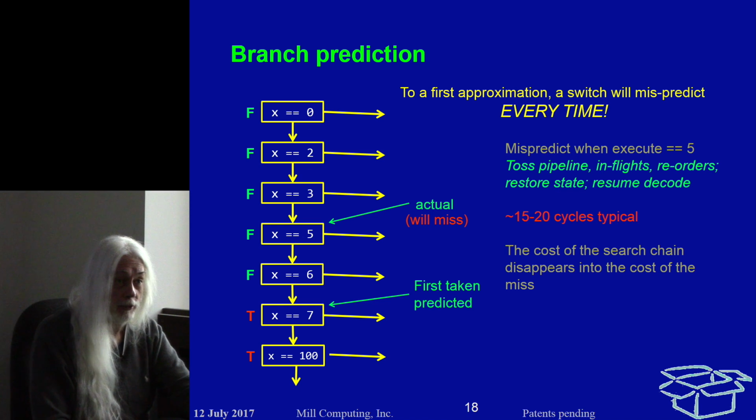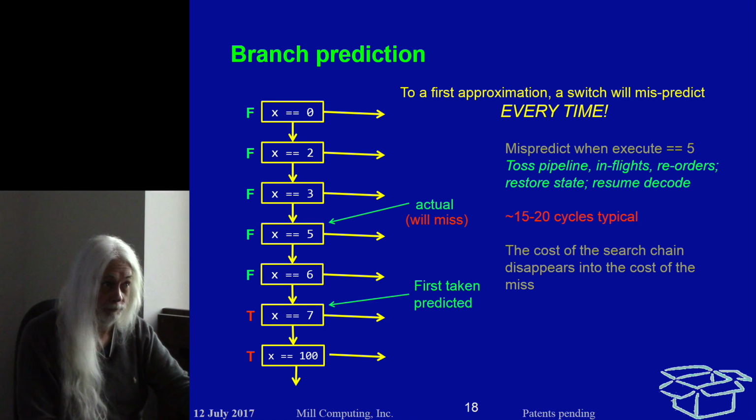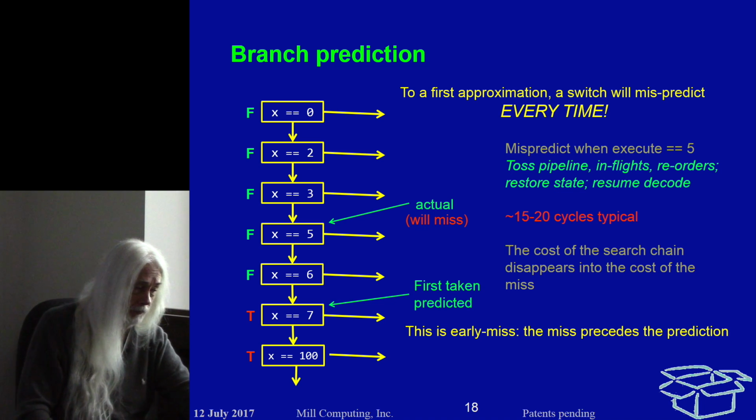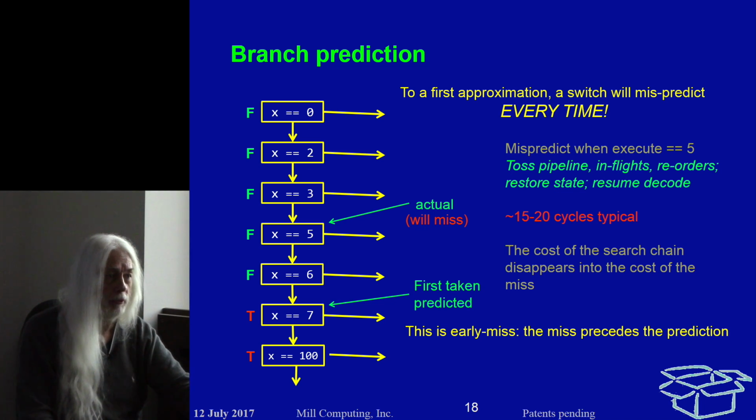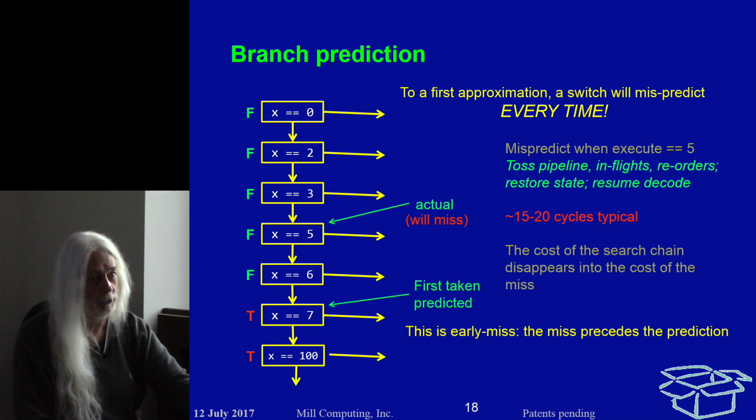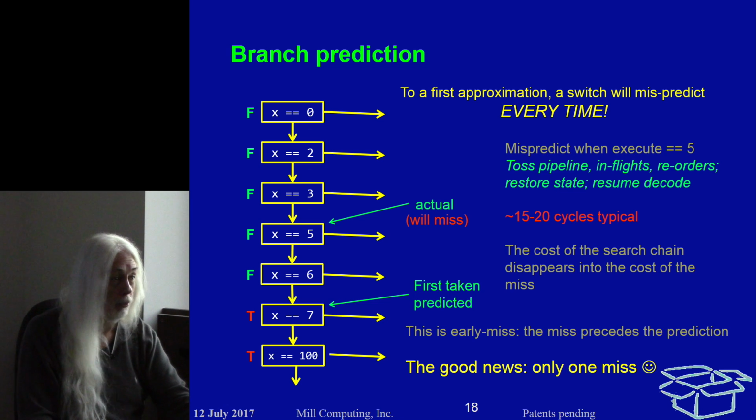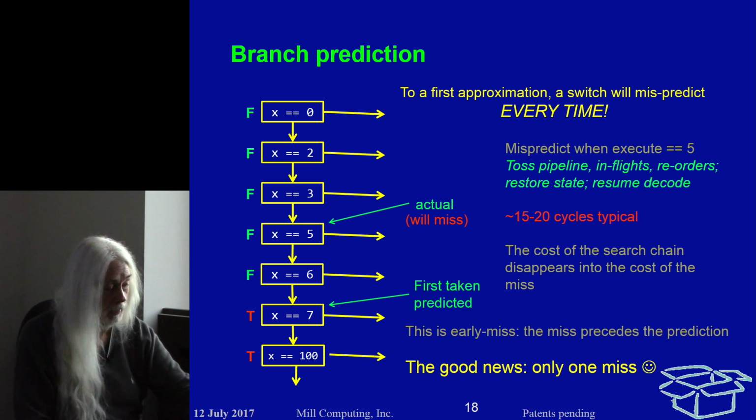To a first approximation, you are going to miss every time. Now, there are 2 kinds of misses. This is an early miss, where the miss precedes the prediction. We were expecting to keep on going, and we decided that when we finally got it and evaluated the branch, we're not keeping on going, we're going somewhere. The good news is that once we're out of this chain, we're only going to have that one miss. That's it. We're now in the correct place. That's good news.